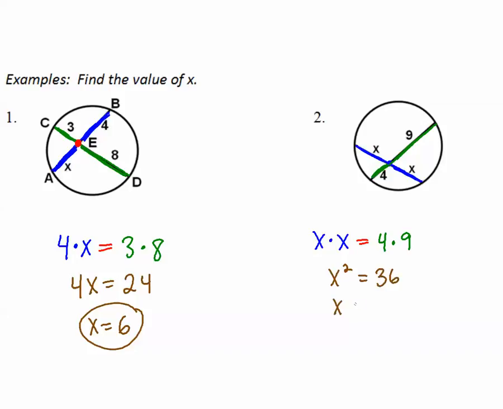How do I make the squared go away? Square root of 36. Now I always, when I take the square root, consider positive or negative of the square root of 36. However, does it make sense to say x in this picture is a negative 6? No, it doesn't, because x is this length and x is this length. So just the positive value. Very good.